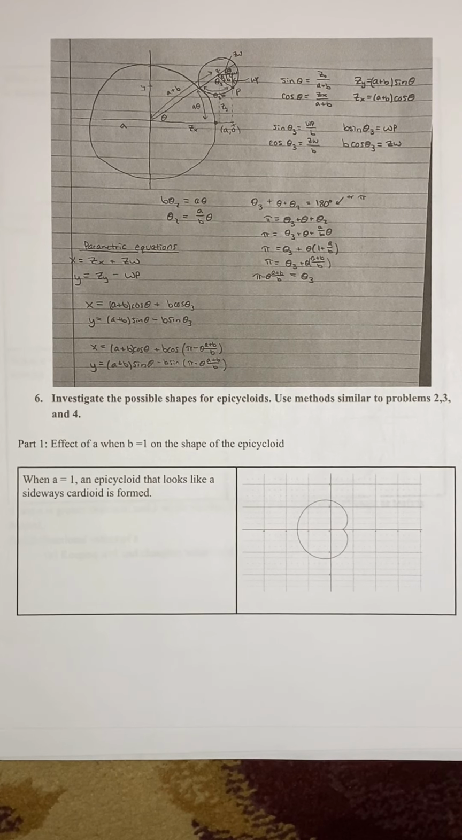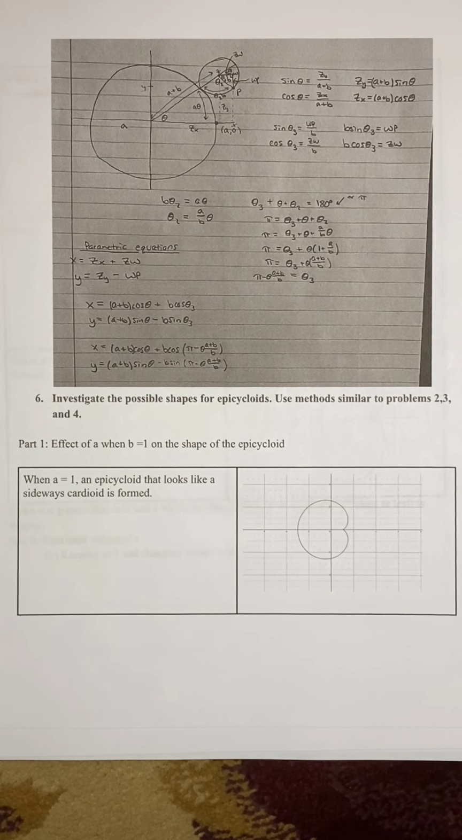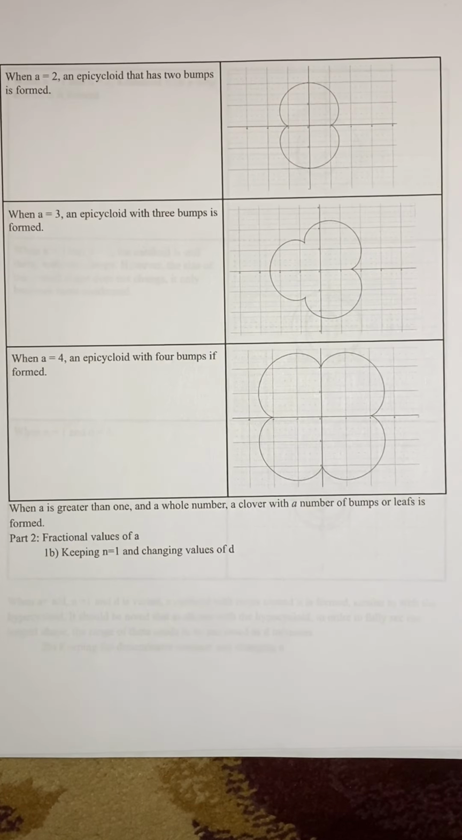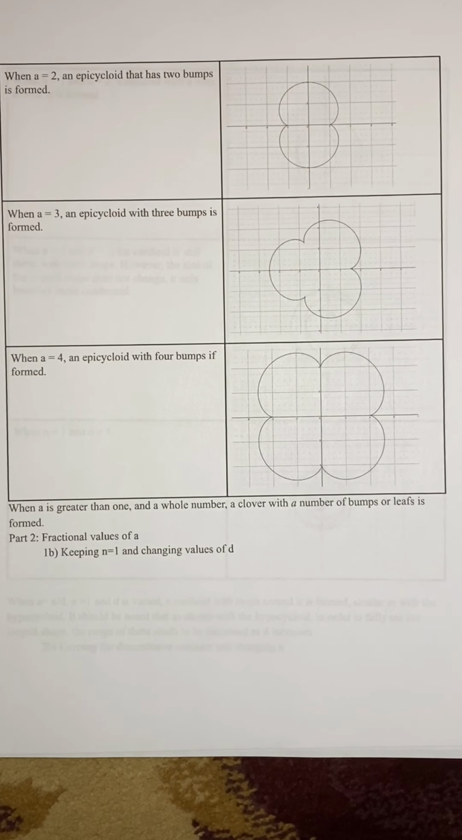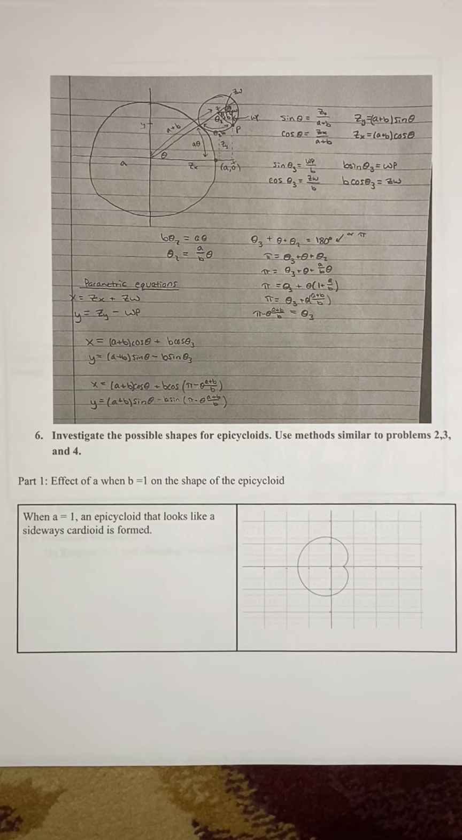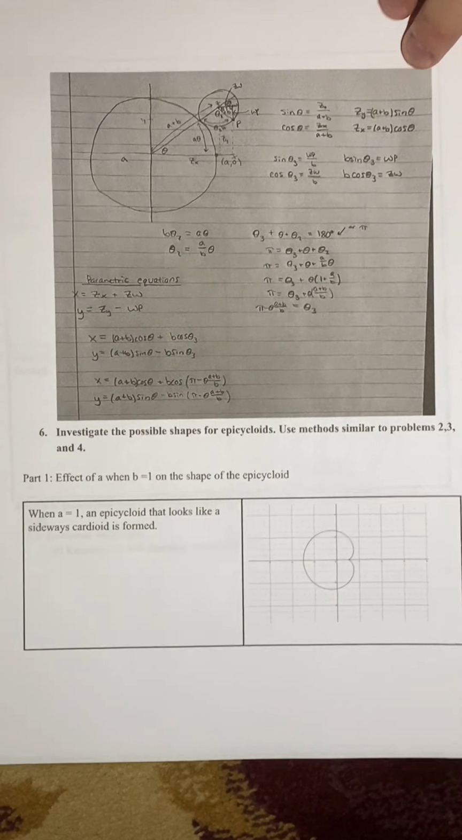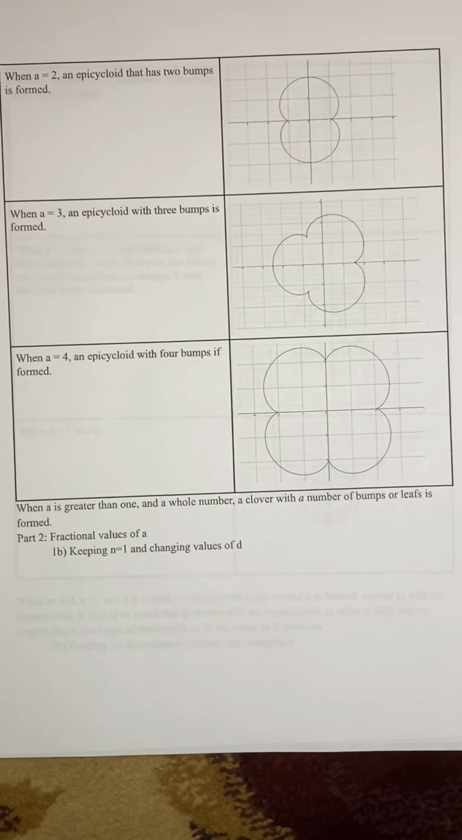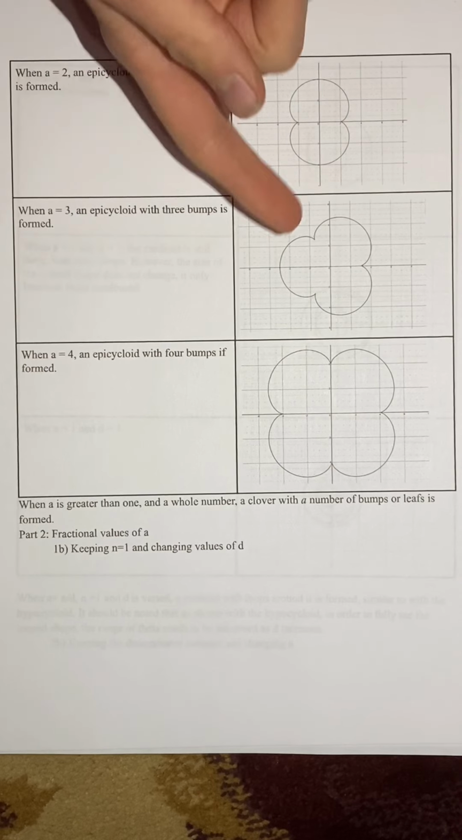Question 6. Investigate the possible shapes for an epicycloid. Use methods similar to problems 2, 3, and 4. Part 1. Effects of an epicycloid when b equals 1 and a is a whole number. When a equals 1 and b equals 1, the epicycloid looks like a sideways cardioid. However, when a equals 2, an epicycloid is forming that has two bumps, one on top and one below. When a equals 3, something similar happens and another bump is formed.